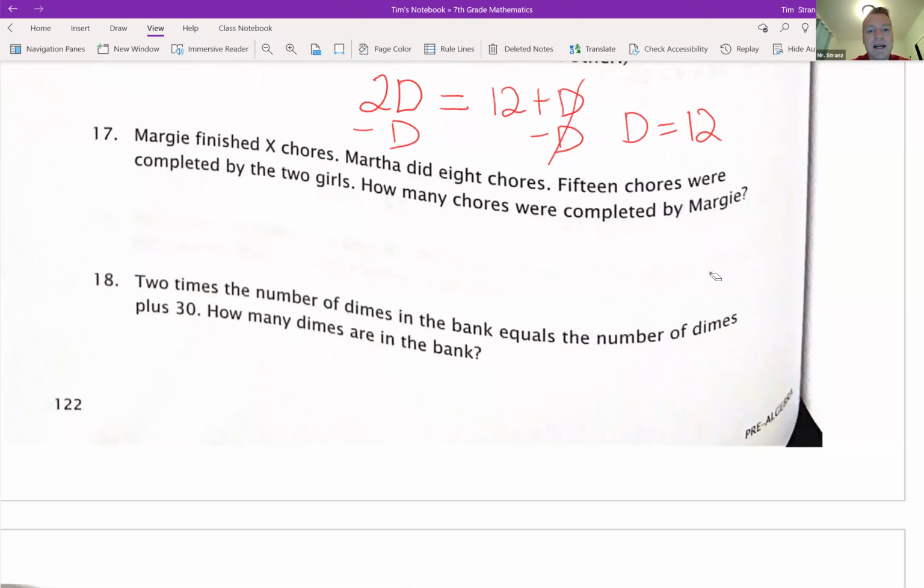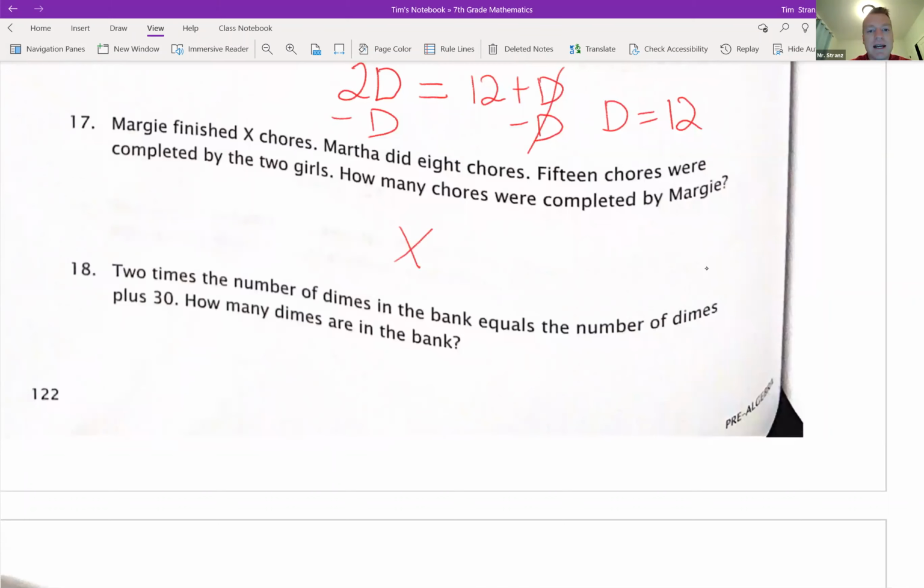Let's try that. So she finished X chores. Martha did 8 chores. 15 were completed by the 2 girls. So in total, they did 15 chores. Margie did X. Martha did 8. Together, they did 15. How many chores were completed by Margie?